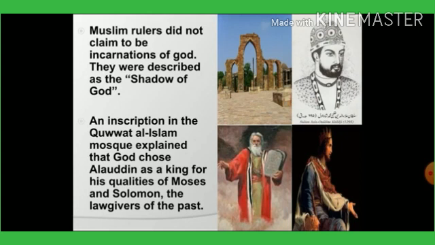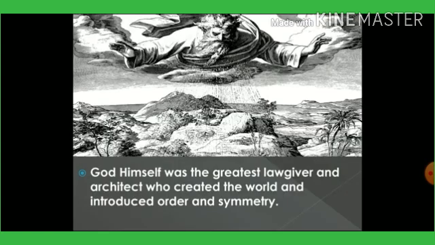An inscription in the Quwat al-Islam Mosque explained that God chose Alauddin as a king for his qualities of Moses and Solomon, the lawgivers of the past. The greatest lawgiver and architect was God Himself, the God who created the world and introduced order and symmetry.